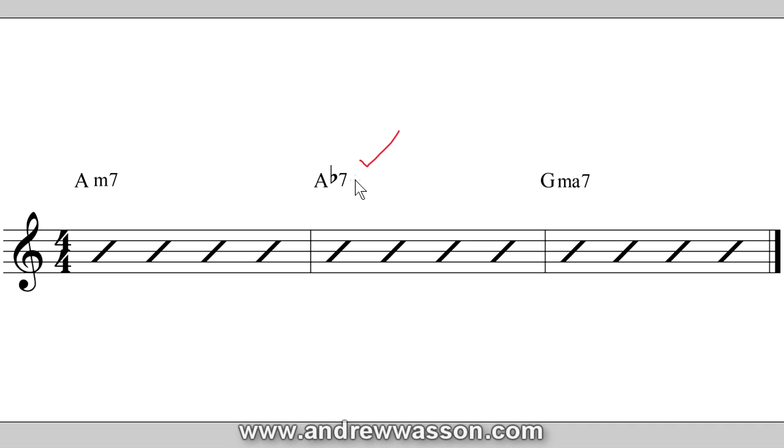Now we have a very cool half-step resolution from this flat 5 substitution, which is also a lot of times referred to as tritone substitution. But this chord resolves quite nicely now to our 1 chord by way of a half a step. And another really cool thing is we have chromatic motion. The A moves to A flat and then moves to G natural, creating a nice chromatic line.